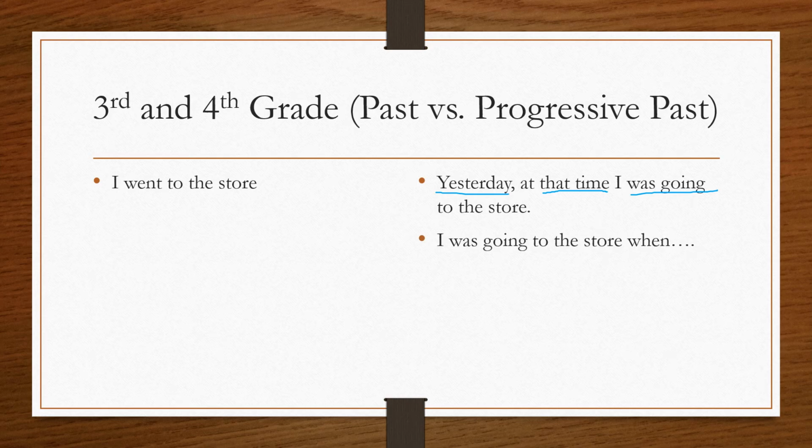A lot of times, progressive past is useful when we're telling a story. If we're telling a story and we want to bring people into the moment, yesterday I was going to the store when I saw a cat. Yesterday I was going to the store when a car drove right in front of me and almost ran me over. I'm telling a story. But if I just say, I went to the store, I saw a cat, well, I don't know if you saw the cat at the store or as you were going to the store. It's not as clear and it doesn't work very well for telling stories.